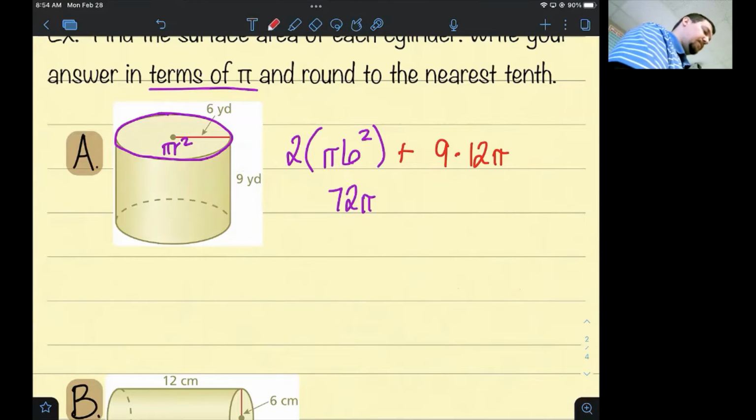Ella, what's 9 times 12? 108. Still not timesing by pi yet. Writing it in terms of pi. So as of right now, no decimals. They both have pi symbols. So what I can do is I can combine my 72 pi's with the 108 pi's I got for that rectangle and get one large pi. Whitney, what do you get for 72 pi, or just 72 actually? What's 72 plus 108?